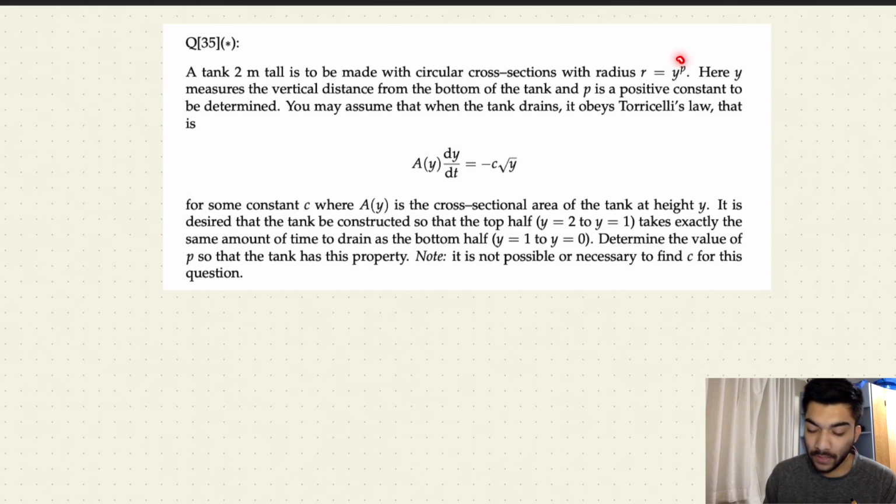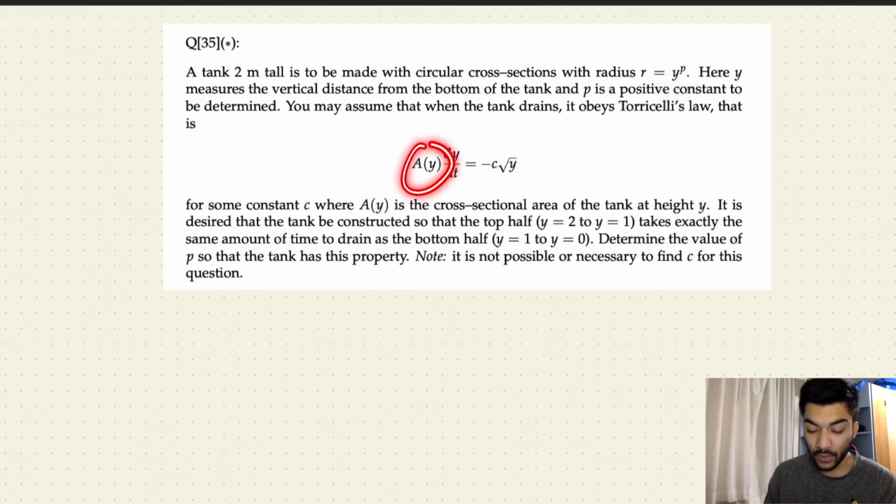And we have also been given that p is a positive constant, and accordingly this is the differential equation which has been provided to solve this question, where A of y is basically the cross-sectional area of the tank at height y. Since the tank is made with circular cross sections, the area will be the area of the circular strip of radius r. So if we have to calculate A of y, it will basically be pi r squared, where r will be y to the power p, right?